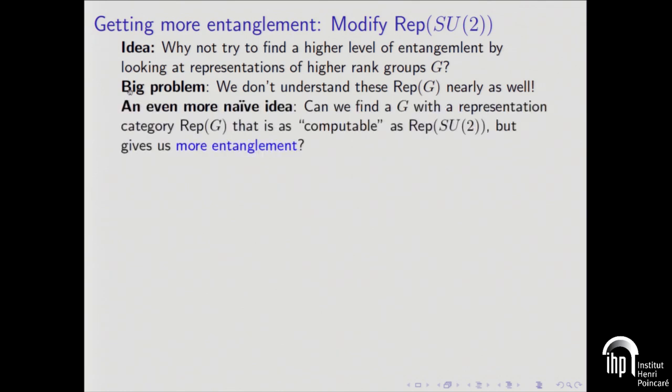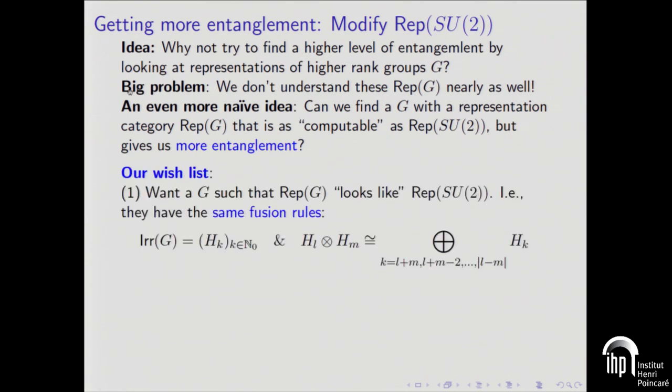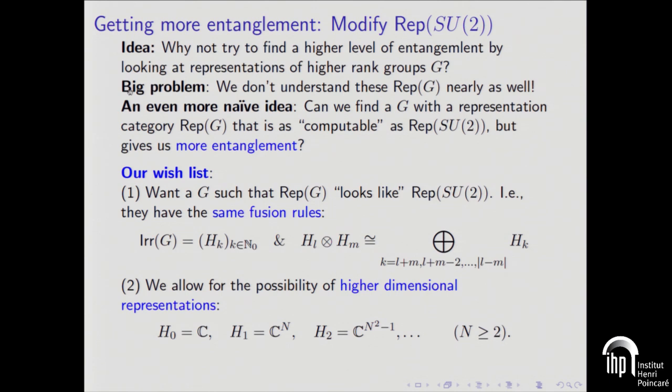So what we'll propose is an even more naive idea: can we find a group G, or something like a group, with a representation category that's just as computable as SU2, but gives us more entanglement? We might have a wish list. What we want is a G such that Rep G looks like SU2, so we want the same fusion rules as SU2. The irreducibles associated to G are again indexed by non-negative integers, and tensor products behave exactly as they do for SU2. But we can't be too greedy, so maybe we'll allow the representation spaces to not necessarily be the same as for SU2.